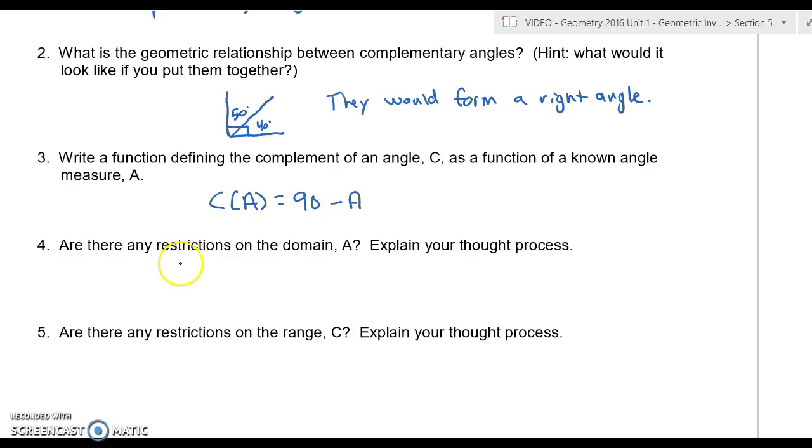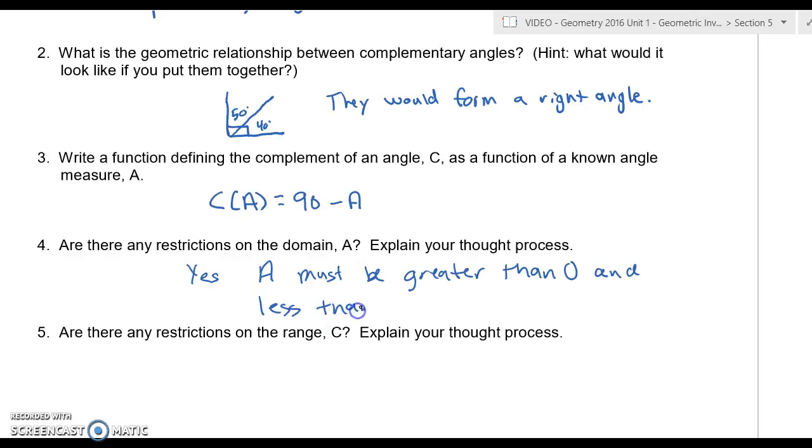So are there any restrictions on the domain? Yes. A must be greater than 0, because again, a 0-degree angle doesn't exist. And less than 90. And the reasoning was the same thing we said there. If it's over the 90, we're going to get negative angles, and that's not a good thing.